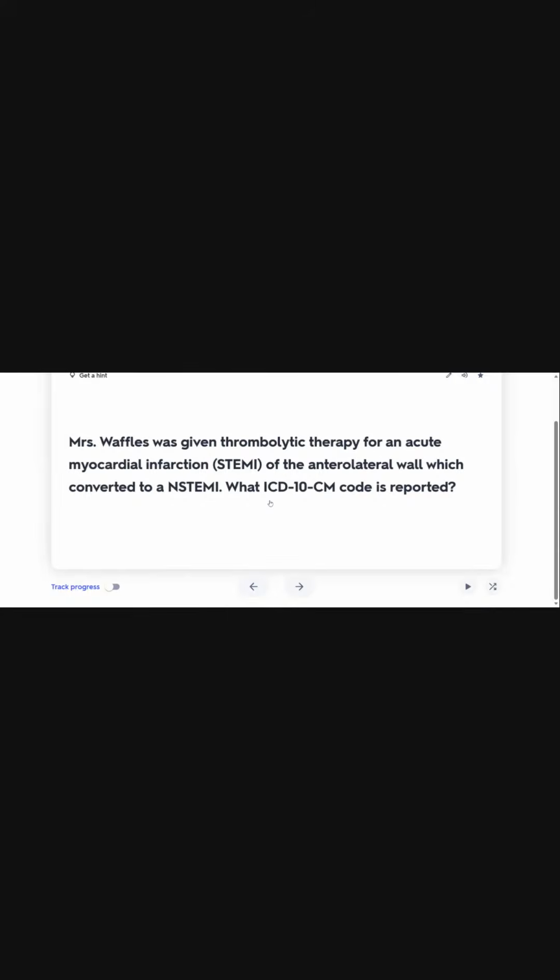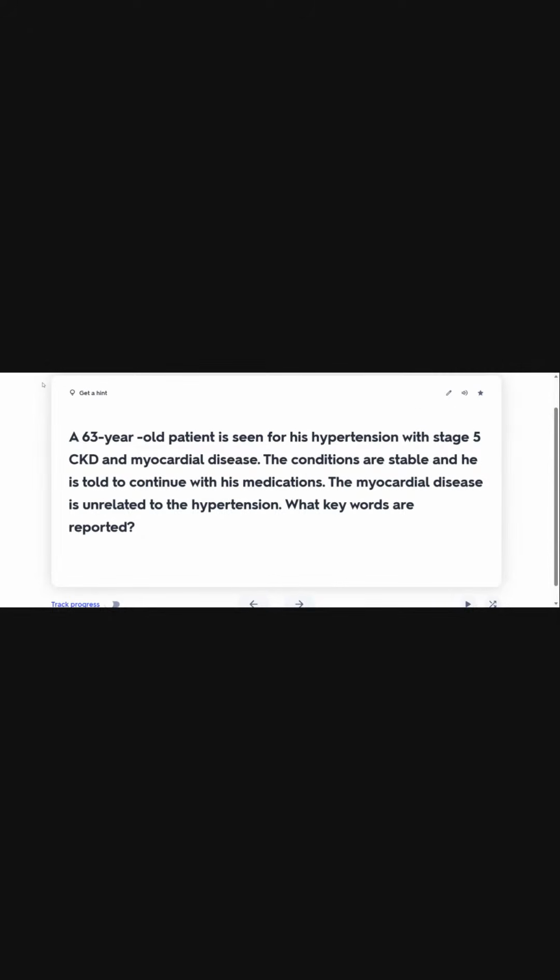All righty. Perfect. Okay, so yes, that is going to be the code I21.09. And next scenario, we're going to go back to selecting our keywords. A 63-year-old patient is seen for his hypertension with stage 5 chronic kidney disease and myocardial disease. The conditions are stable and he is told to continue with his medications. The myocardial disease is unrelated to the hypertension. So, let me know what our keywords are going to be in this scenario. Put them in the chat.